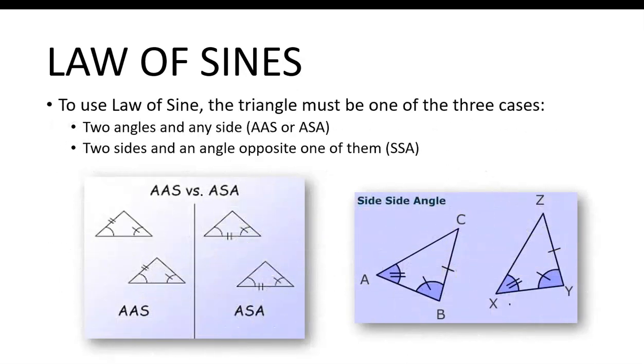To use the law of sines, the triangle must be one of these three cases. It needs to either have two angles and one side in an AAS or an ASA format. You can see those pictures over there to the left. Or you can also use it if you know two sides and the angle opposite of one of them, which is an SSA. So three cases for the law of sines.